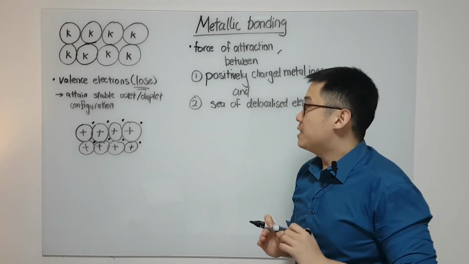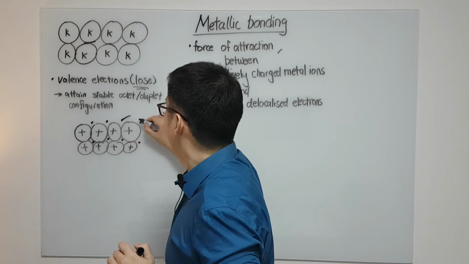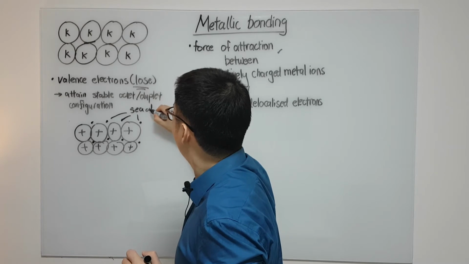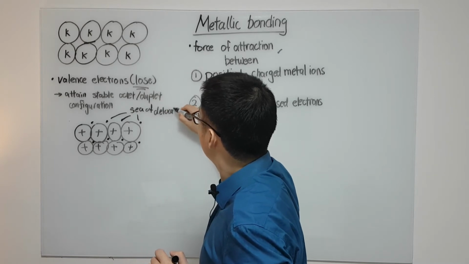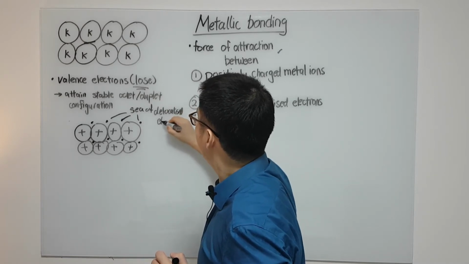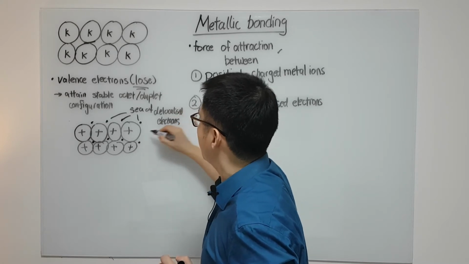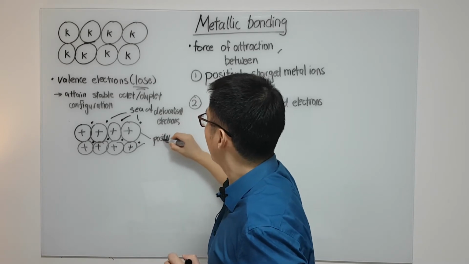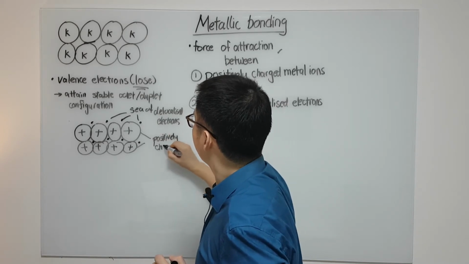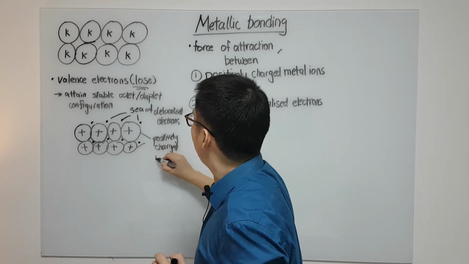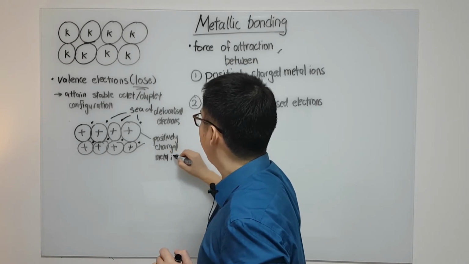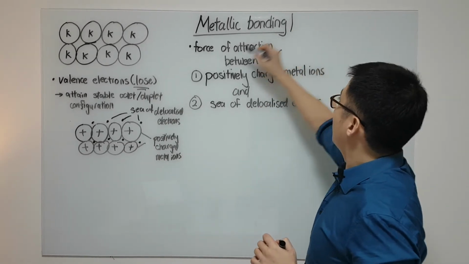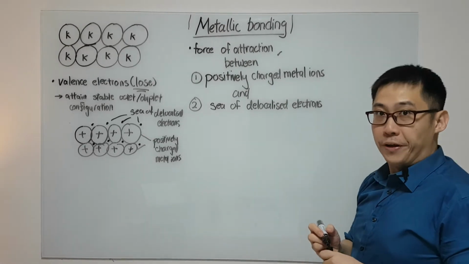Now, students, always make it a point to label. So these are what we call the sea of delocalized electrons, and label here the positively charged metal ions. And this, students, is what we call metallic bonding.